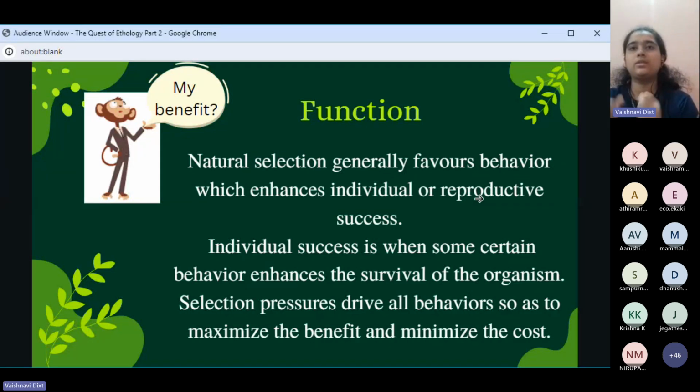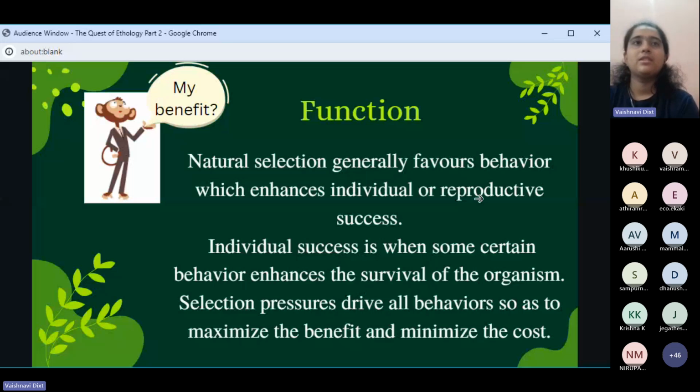Okay. So yes, let us go further to function. Now, as I said, natural selection. Nature doesn't have an option over there so that it can choose the most efficient one. It is just a compromise done with the existing population. So it generally favors a certain behavior which enhances individual or reproductive success. Suppose in a herd of deer, some of the deer can run faster. That behavior will be selected because it enhances the individual success. It enhances the survival of those deer during a hunt or whatever. So that is called individual success.